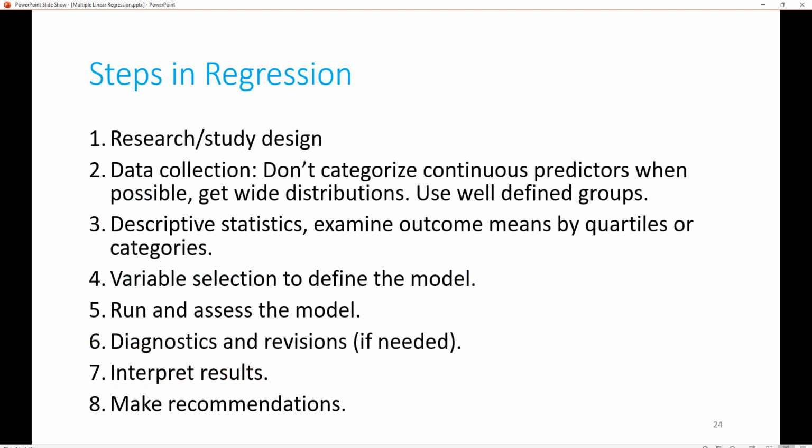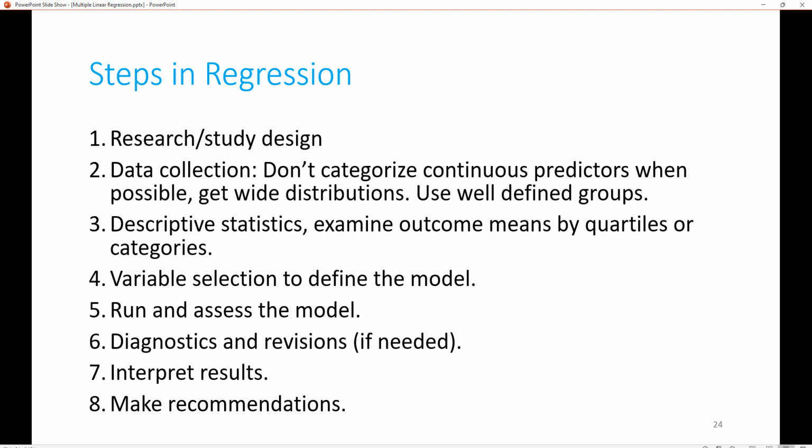And here are steps in regression. The first is the research and study design. The second is data collection. Don't categorize continuous predictors when possible, get wide distributions if possible, and use well-defined groups. The third step is descriptive statistics. You examine the outcomes by quartiles or categories.